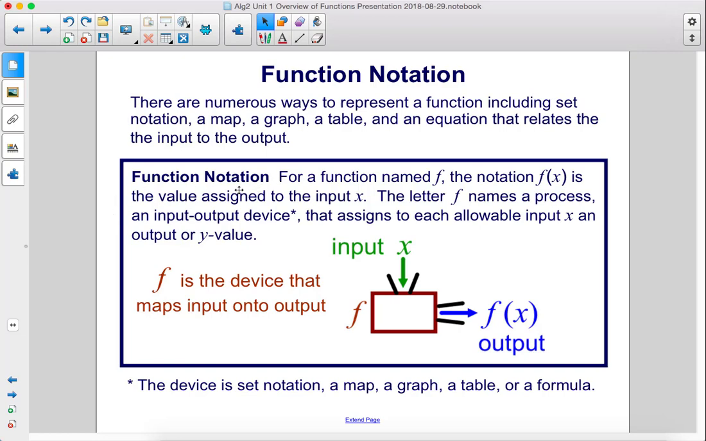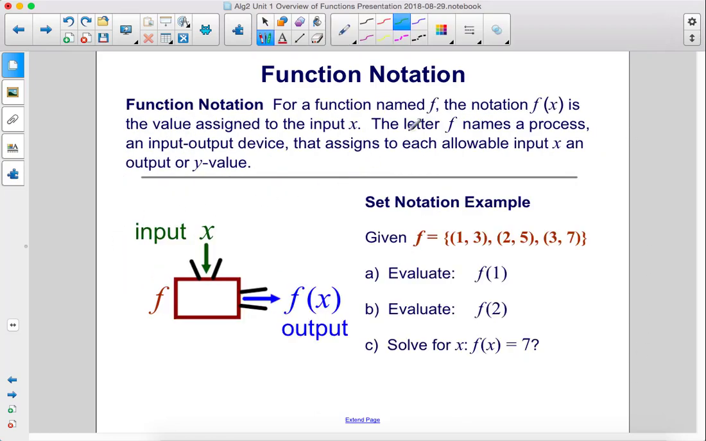Function notation. For a function named f, the notation f of x is the value assigned to the input x. The letter f names a process, an input-output device, that assigns to each allowable input x an output or y value. Lowercase f is the device that maps input onto output. So here we have f of x: we input x and we get f of x as our output. The device is set notation, a map, a graph, a table, or a formula.